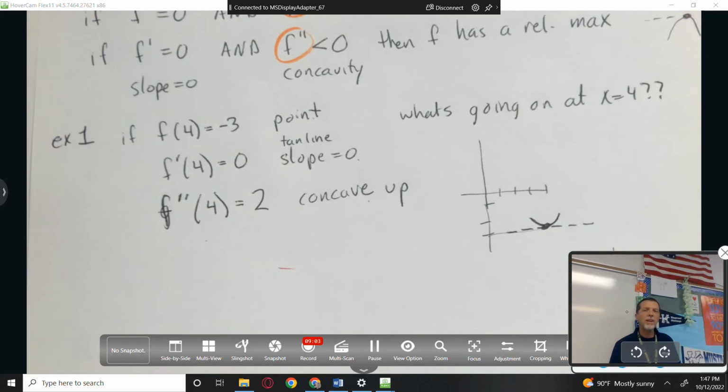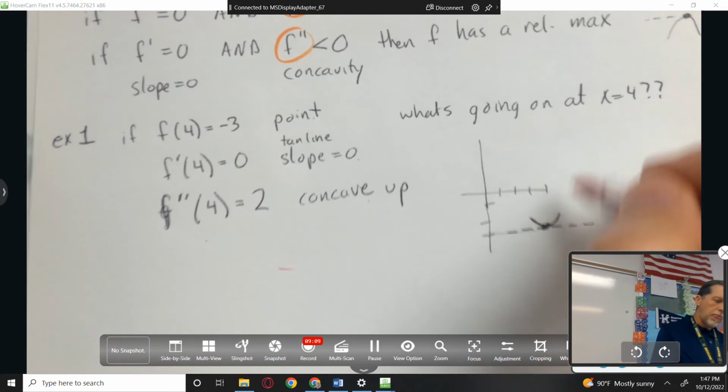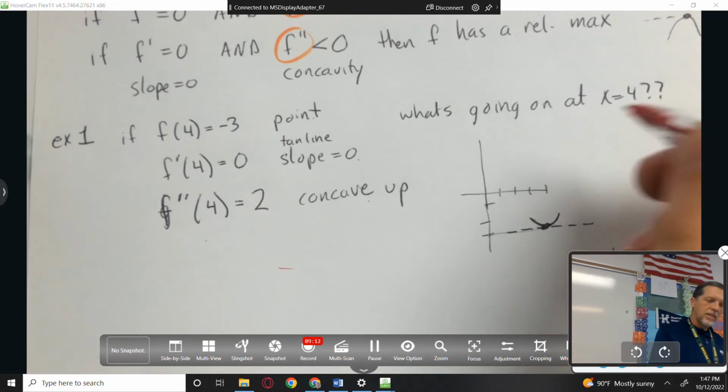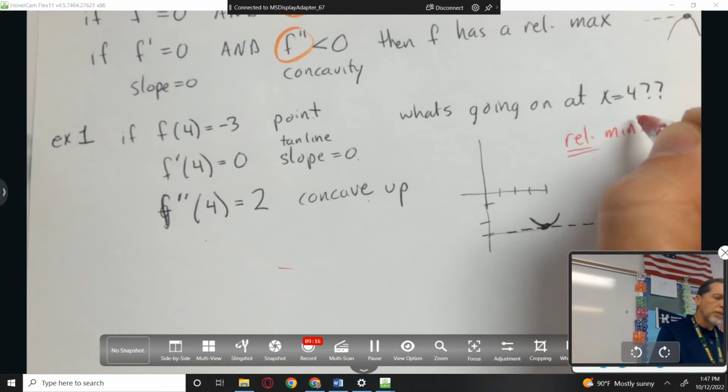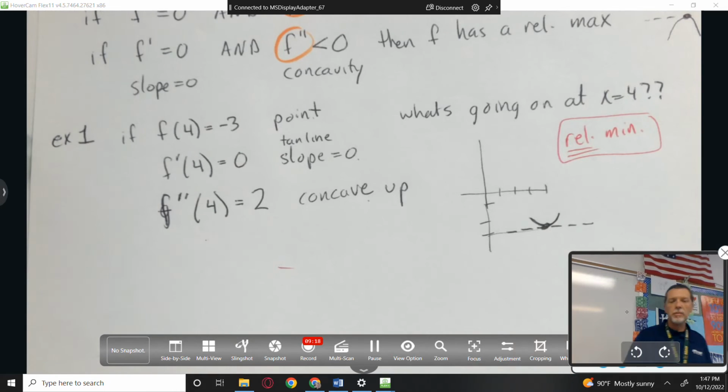So what's happening at x equals 4? What would we call that point? A relative minimum. Make sure you include the word relative, because we're going to talk about another type of minimum in a moment. I'm assuming absolute. The absolute minimum and maximum.